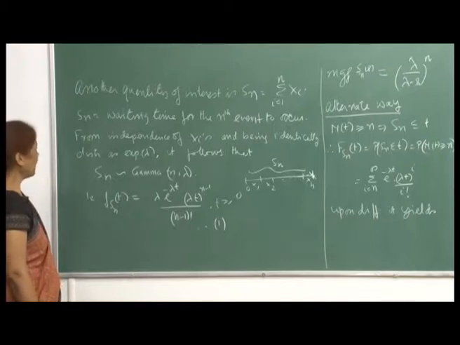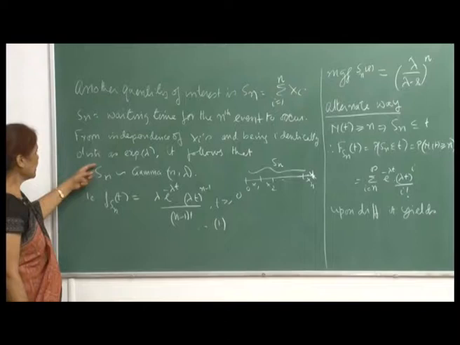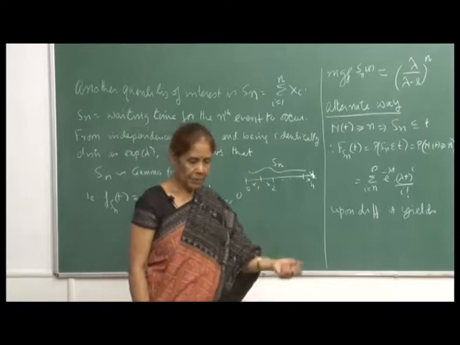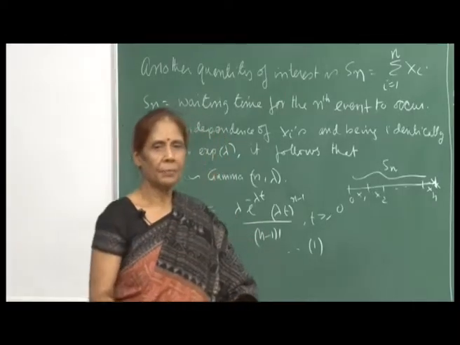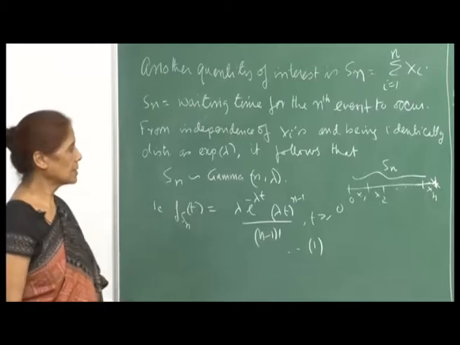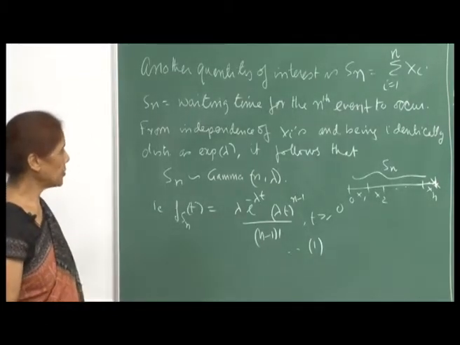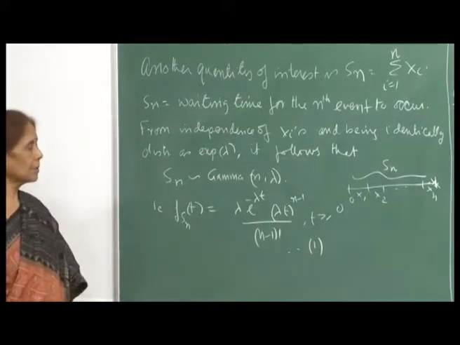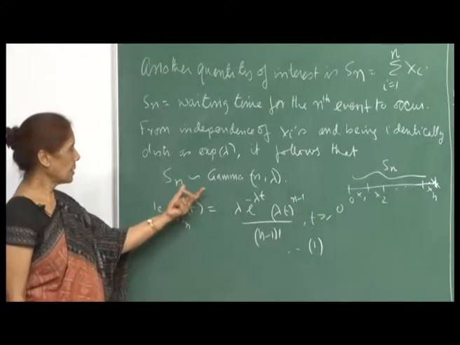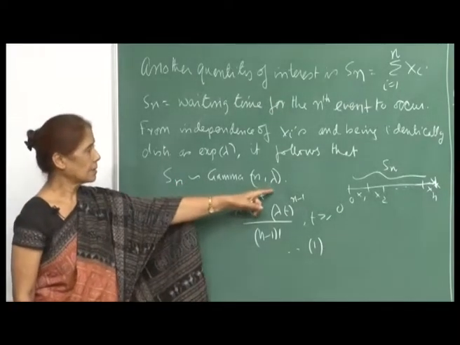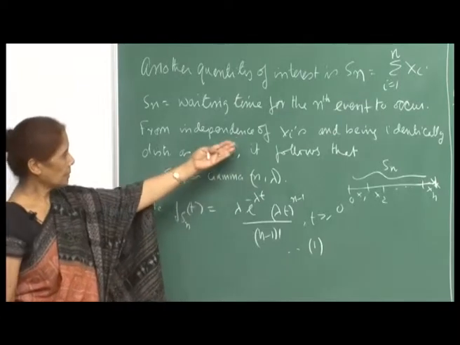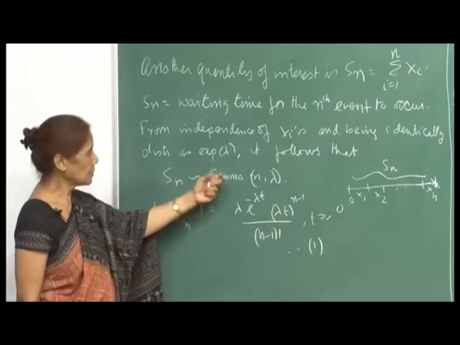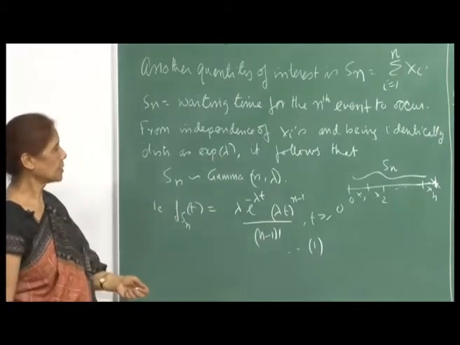Now, from independence of the x i's and being identically distributed as exponential lambda, and here again you see in the last few lectures we have been talking about sums of independent random variables, and through convolution, through MGFs and so on, we have looked at the distributions of sums of independent random variables. So, here it immediately follows that S n is gamma n, lambda, because here the x i's are identically distributed as exponential lambda. N of them you are taking, the sum of n of these exponential random variables.